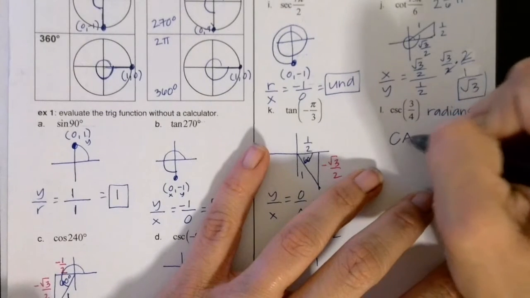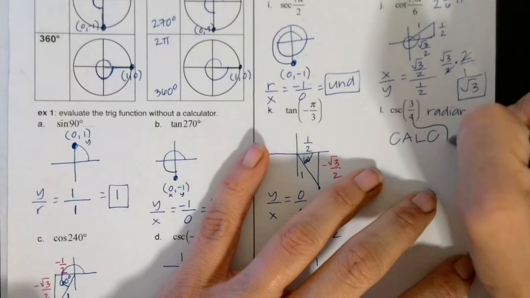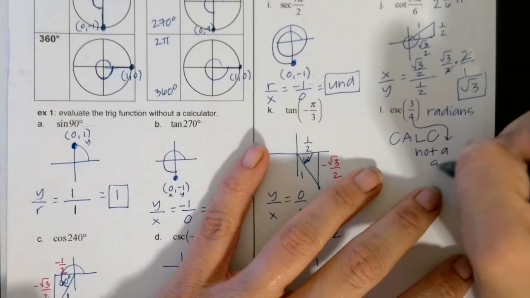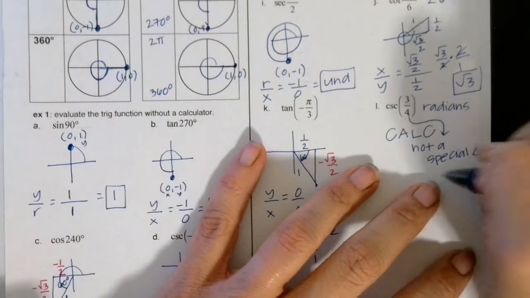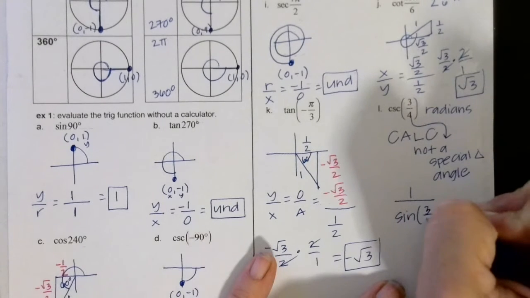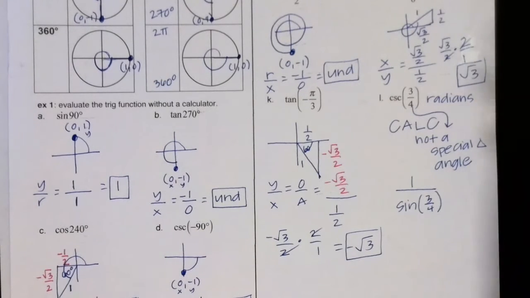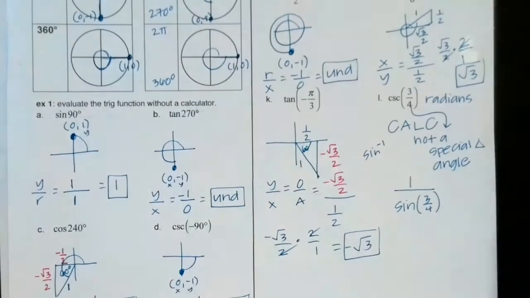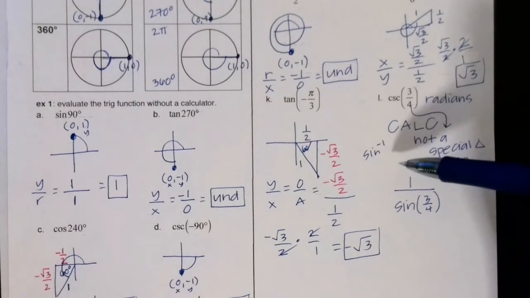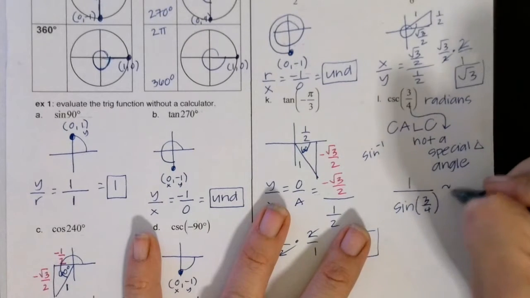So if we wanted to evaluate this one, we would have to use a calculator because this is not a special triangle angle. So we would need to use a calculator. We would do 1 over the sine of 3 over 4 if we're plugging that into our calculator, because our calculator doesn't have a cosecant button. Sometimes students think that this button is the cosecant button, but it's not. That's actually sine inverse. We'll be using that later. So the cosecant button doesn't exist. So you do 1 divided by sine because cosecant is the reciprocal of sine. So that's how you do a reciprocal in math. And then you'd make sure you were in radian mode, and then you would get your answer.